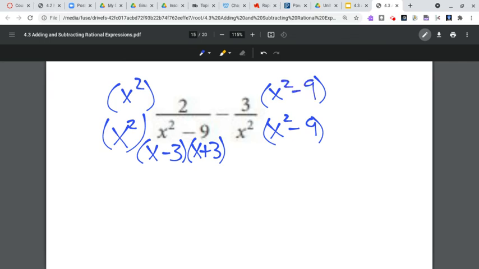So I'm going to leave it like that, which is going to save us time when we distribute at the top. So our denominator at the bottom is, we can either write it as x squared parentheses x minus 3 parentheses x plus 3, or x squared parentheses x squared minus 9. Either way works. I'm just going to go ahead and write it as factored.